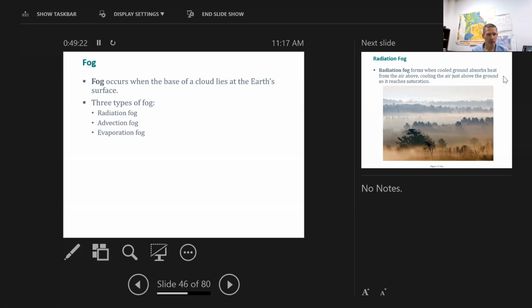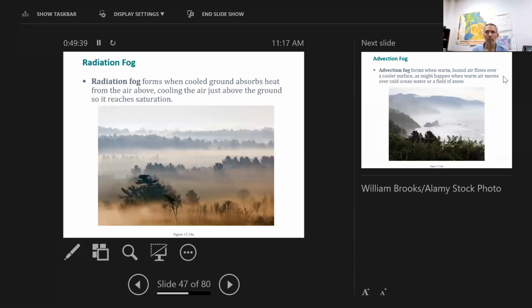You can do this in a couple of different ways. One is, if you had an ice cold glass on a hot, humid day, you're cooling the air around it to that dew point temperature, and that's why you're getting the can or the glass sweating. So in this case, we're having radiation fog. This occurs when the ground absorbs heat from the air above, cooling the air just above the ground so it reaches saturation.